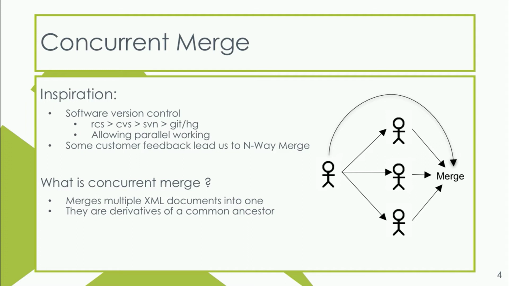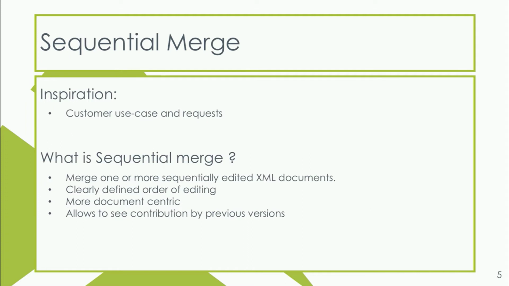The second type of merge is sequential merge. For sequential merge, our inspiration mostly came from customer use cases and test cases like traveling draft, where legal documents are passed between two different parties, one after another, which creates a number of versions at the end of the chain.